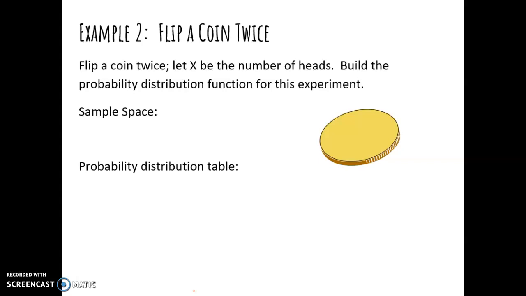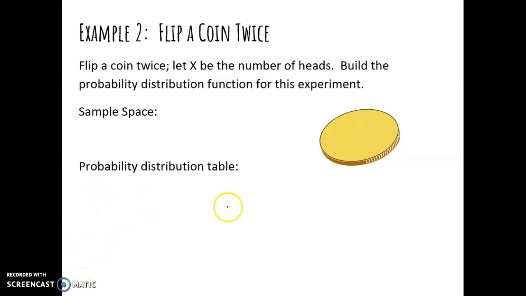Example 2, flip a coin twice. Flip a coin twice and let x be the number of heads. Build a probability distribution function for this experiment. So why don't you pause the video and see if you can create the sample space and use that to come up with your probability distribution table.